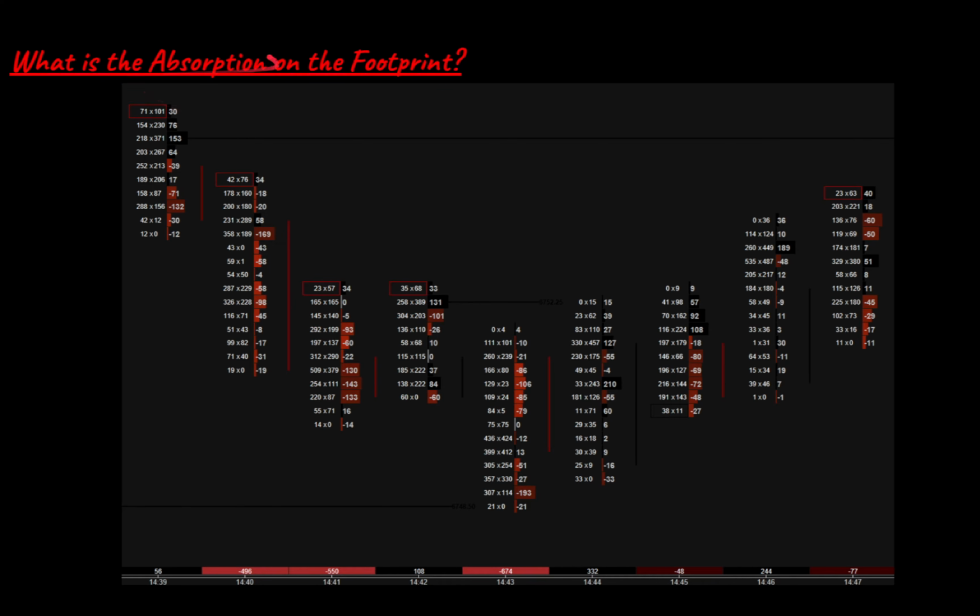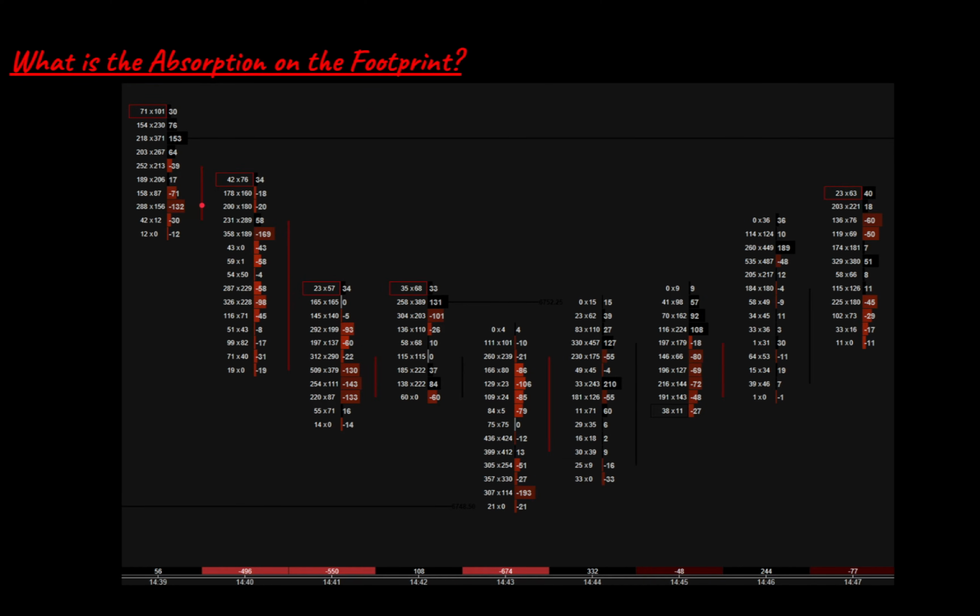First of all, what is absorption on the footprint? First of all, you need to know what absorption is, right? Absorption happens when retail traders buy heavily at a key level, for example, and then they expect a breakout, but institutions use those buy orders to sell into, so now they're trapping those retail traders, and price quickly reverses against them and then traps them.